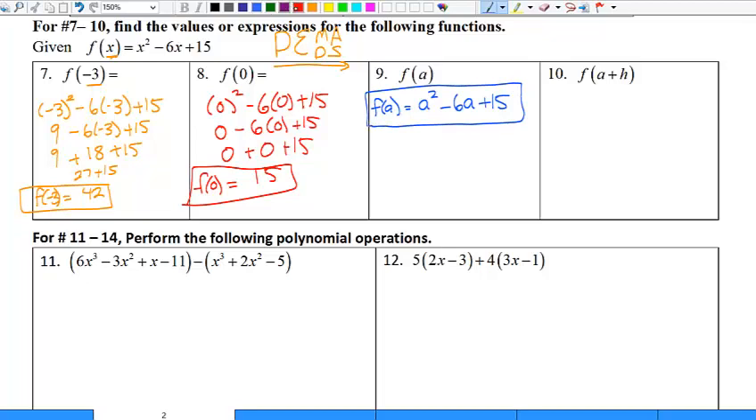Now, the last one is probably the hardest one of all of them. When you're doing f of a plus h, I want you to take a plus h and plug it in wherever you would have seen an x. So x squared gets replaced with a plus h squared. Minus 6x, but instead of x, you're putting a plus h. Now, when you square a plus h, that means you have to take a plus h times itself, a plus h. And then do a bunch of distributing.